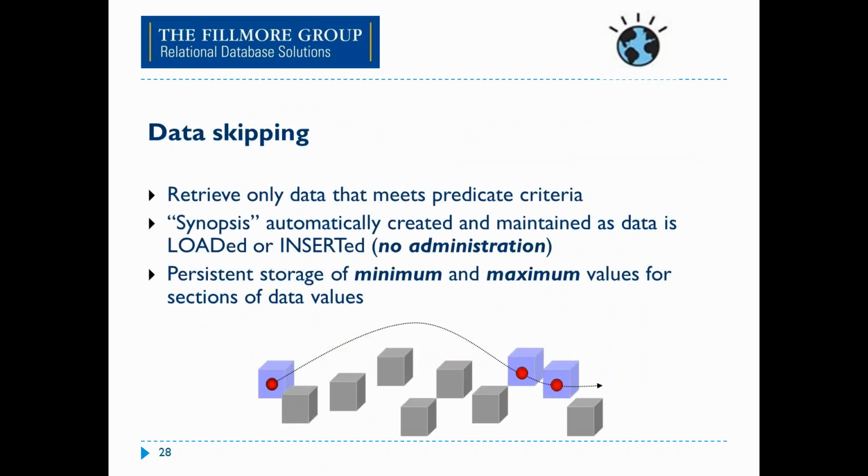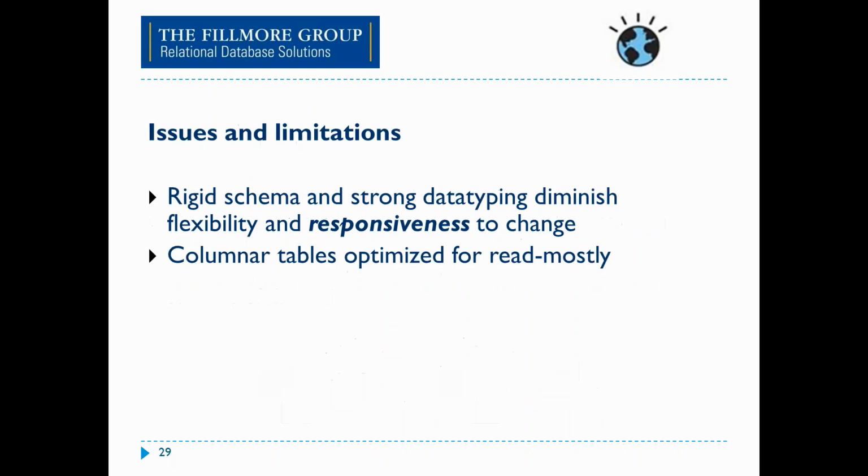The data skipping, I am provided a synopsis, which is automatically created and maintained as the data is loaded or inserted to column organized tables. They are a persistent store of the minimum and maximum values for sections of the data as they're stored. The issues and limitations, we have the rigid schema and the strong data typing as we've had with the other three models. And the columnar tables are optimized for read mostly. So I can perform transaction processing, but I'm not going to get the same level of performance that I would for a row organized table.